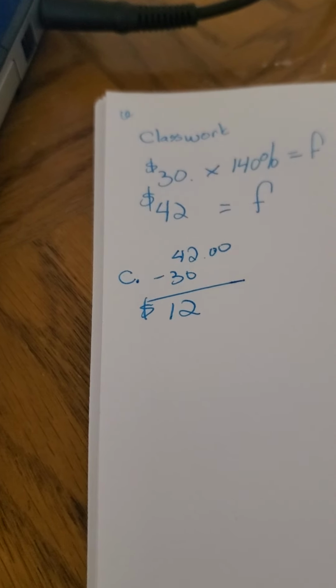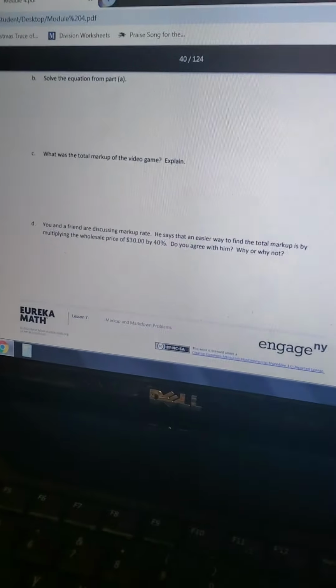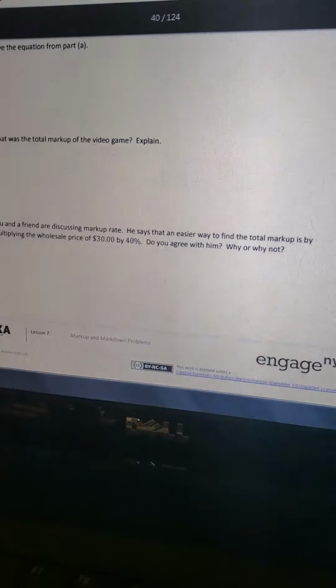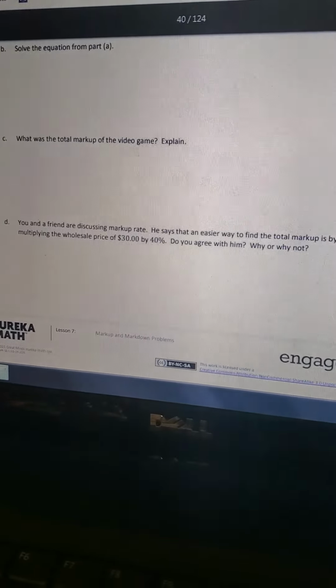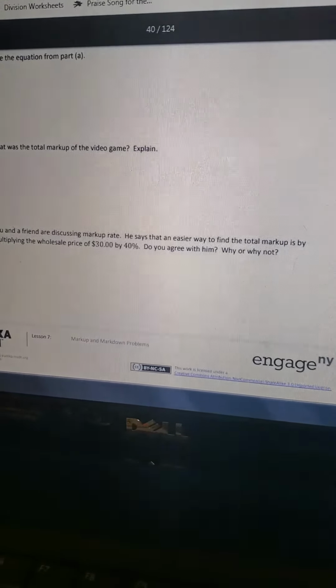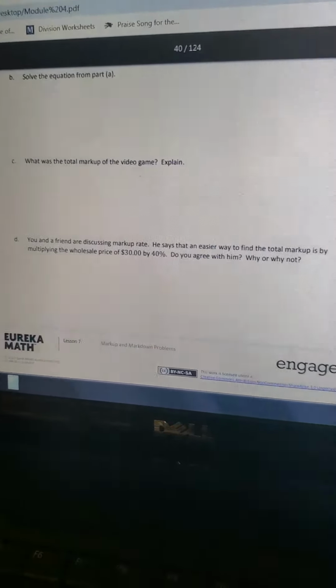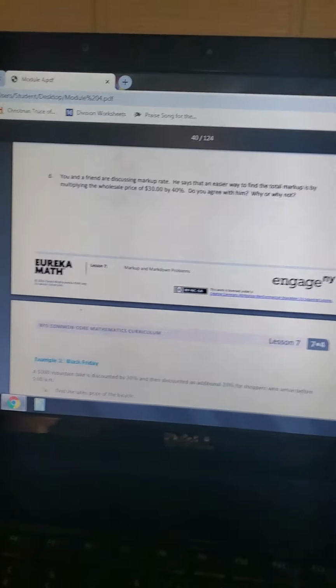Just write your answer for that. It says, you and your friend are discussing the markup rate. He says that an easier way to find the total markup is by multiplying the wholesale price of $30 by 40%. Do you agree with him? Why or why not? So go ahead and just write an answer or think an answer out really quick for letter D, and then we'll move on.